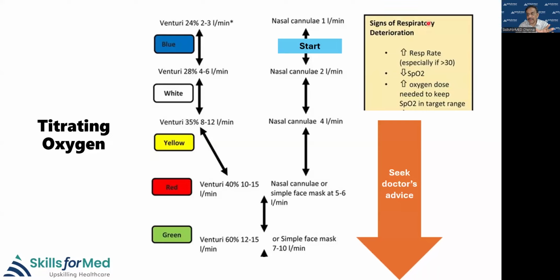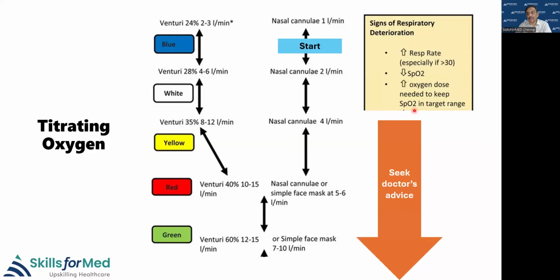signs of respiratory deterioration. Increased respiratory rate more than 30, decreased saturation, we already told you, and greater need for oxygen. So you keep on increasing the flow means you're giving more oxygen. So these are all danger signs, red signals that you should probably either move up or move to a high flow device. And you should also know that these are the reasons where you'll ask for seniors or doctor's advice. Okay, so this is how you titrate.